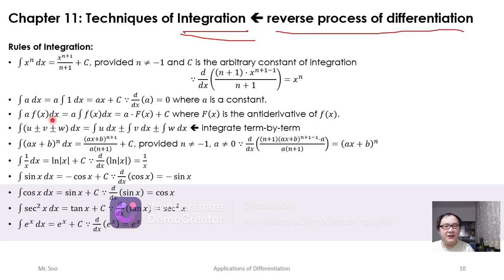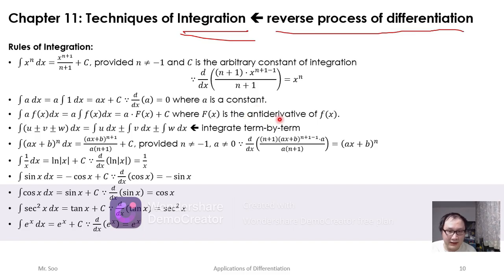Next, what happens if you have a constant times a function? This function can be a family of polynomials of degree 1, 2, 3, and so on. Since the constant doesn't depend on x, it's just a number, correct? So I can move it out of the integrand, and then I integrate f of x. Notice here I use small f, here I use capital F, because when I integrate small f, it will become capital F, where capital F of x is the antiderivative of f of x.